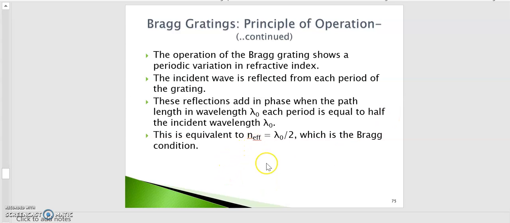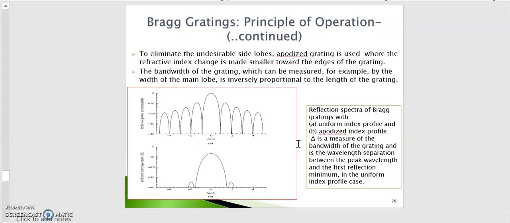This is equivalent to, in terms of n effective, lambda naught by 2, which is the Bragg condition. So see these two diagrams. This is the spectrum of the uniform index profile. This is the spectrum for the apodized index profile. Here this is the main lobe. These are the side lobes. In the apodized profile, there is a main lobe and only very small side lobes are present. That too the shape is very small.